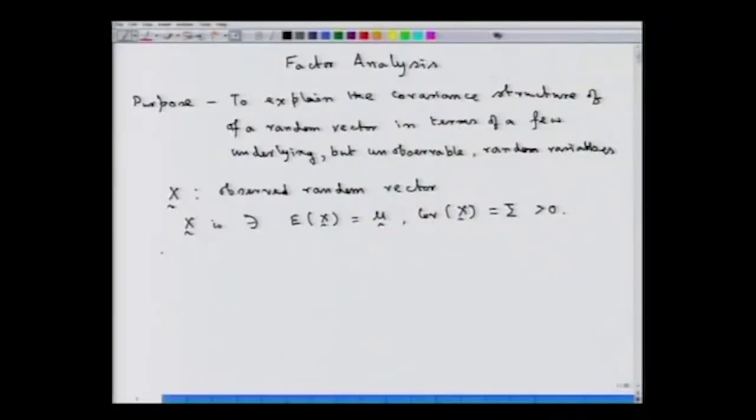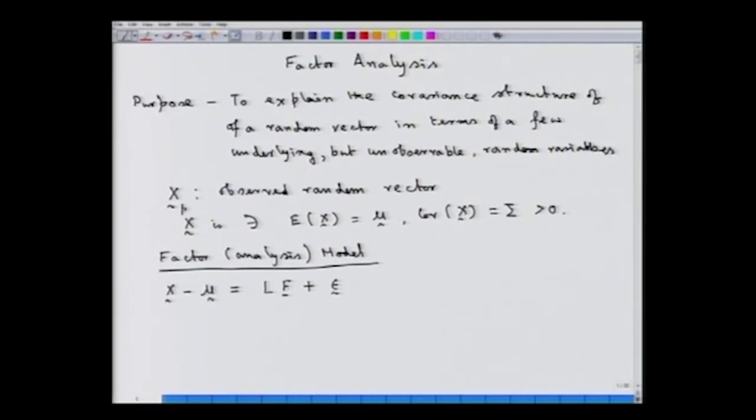Let us now look at what we have as the factor analysis model. The factor analysis model is something like this: we write x minus mu, where x is the observed random vector and mu is the mean vector corresponding to it, equal to L f plus epsilon. I am going to say what these are. Suppose p is the dimension of this observed random vector, so this side we have a p cross 1 vector. L is a matrix of constants of order p by m. f is a vector of order m by 1, and epsilon is a random vector which is p by 1.